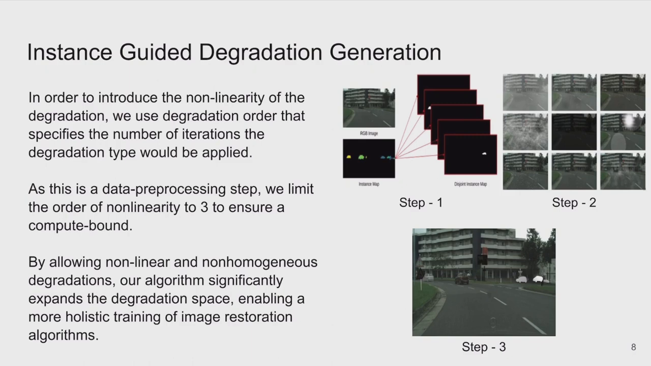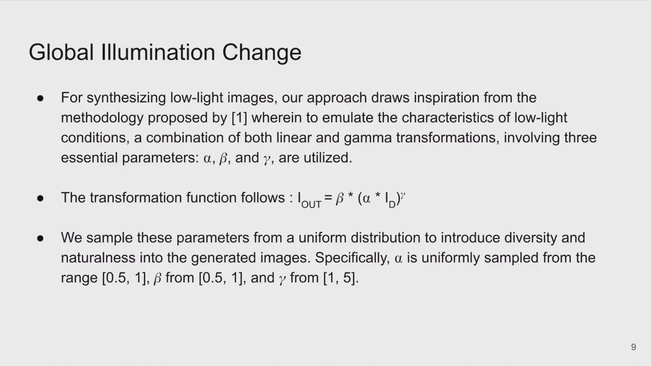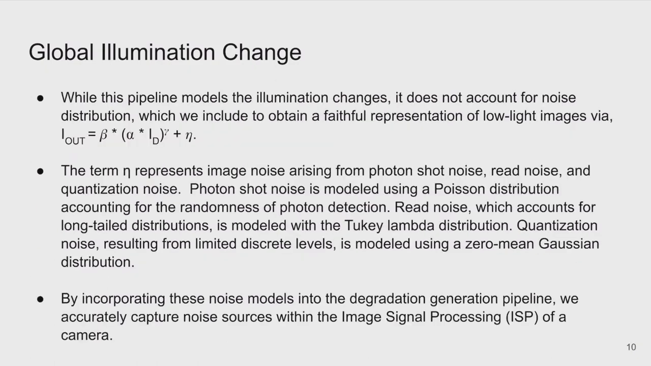For synthesizing low-light images, our approach draws inspiration from the methodology wherein, to emulate the characteristics of low-light condition, a combination of both linear and gamma transformation are utilized. These parameters, alpha, beta, and gamma, are randomly sampled from a uniform distribution to introduce diversity and naturalness into the generated images. While this pipeline models the illumination changes, it does not account for noise distribution, which we include to obtain a faithful representation of low-light images by integrating a term eta that represents image noise arising from photon shot noise, read noise, and the quantization noise.